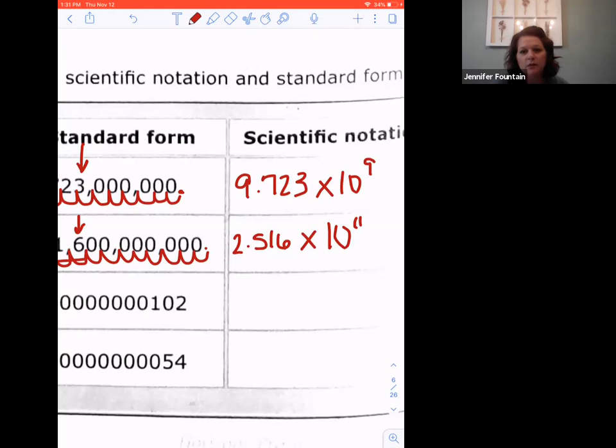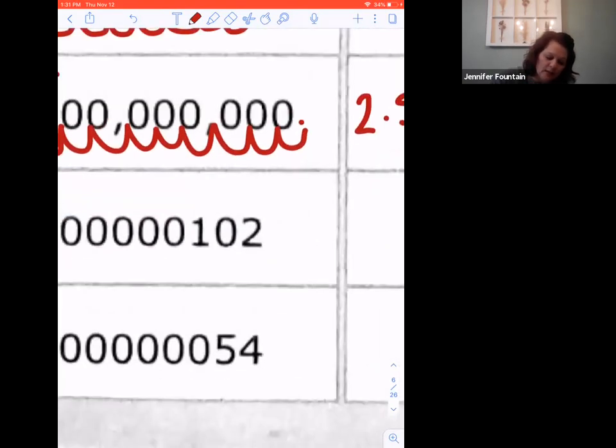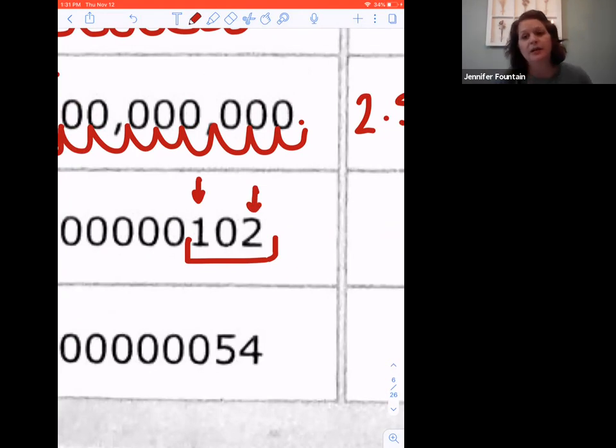Now remember, when I'm dealing with decimals with bunches of zeros, I'm going to have a negative exponent. Again, I'm going to look at this number right here. My first non-zero number is 1. My last is a 2. Remember, my number has to be greater than or equal to 1, but less than 10. So I couldn't put my decimal between 0 and 2 because that would be greater than 10. So my decimal is going to have to go between the 1 and the 0. Okay.